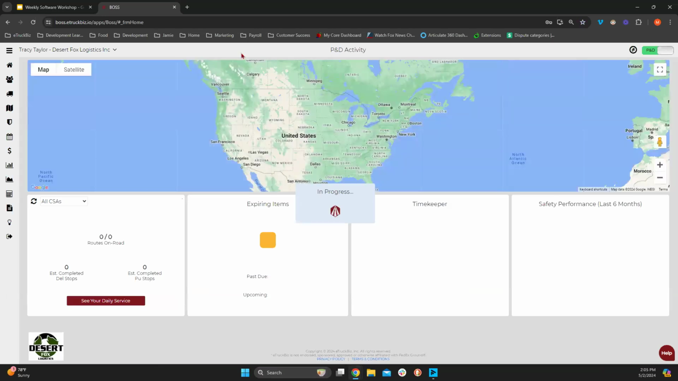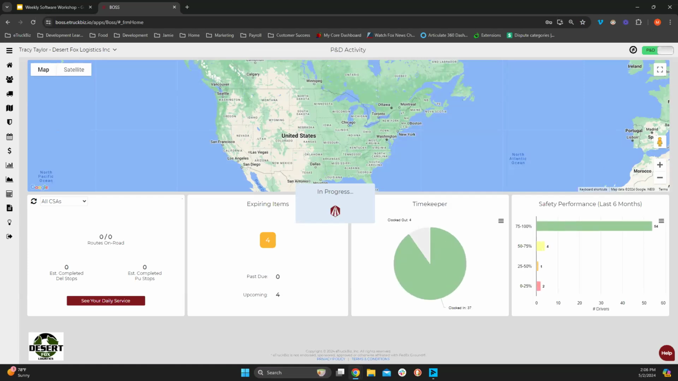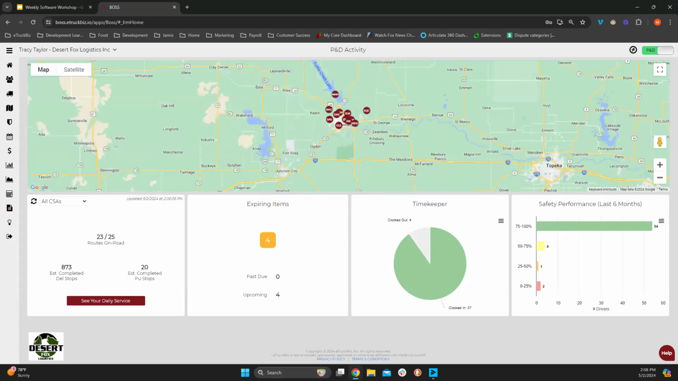So the BOSS system is the brains of the operation, or what would you call it? The switchboard of the eTruckBiz system. Okay, so we do have a bunch of apps. We have the Optics app, the driver app, the P&D driver app, the line haul app for drivers. But the BOSS system itself is the bread and butter. It's where you start out, okay?